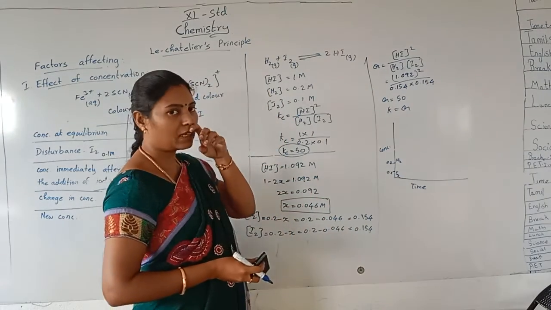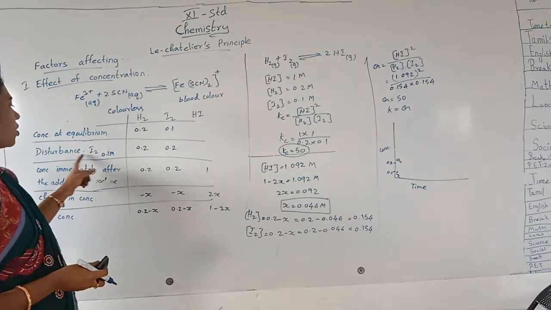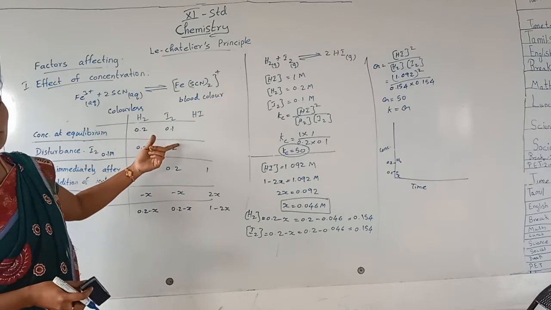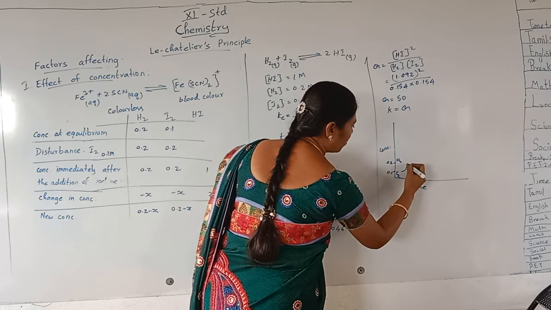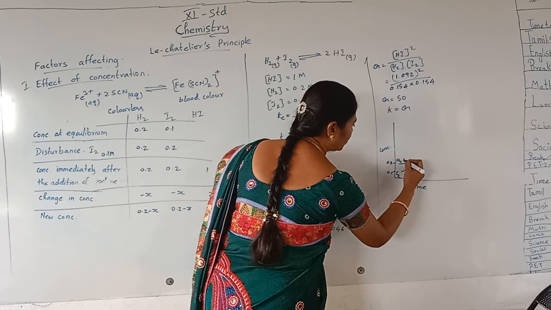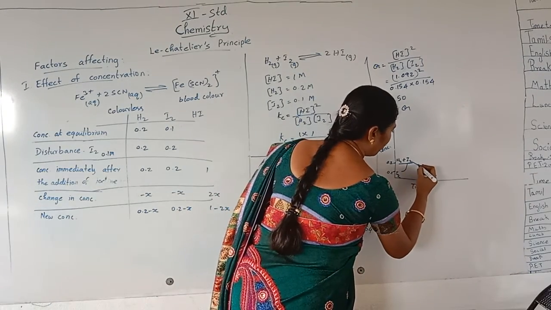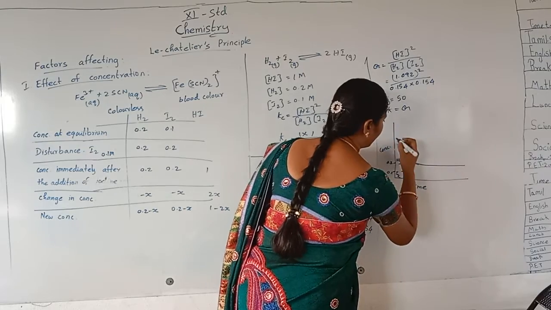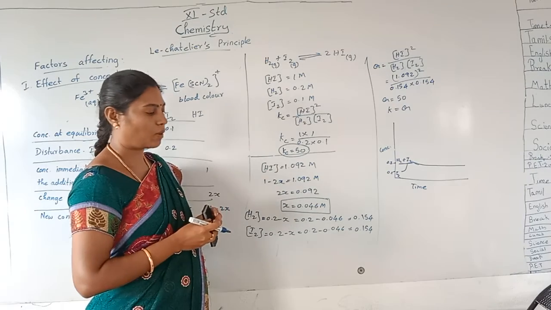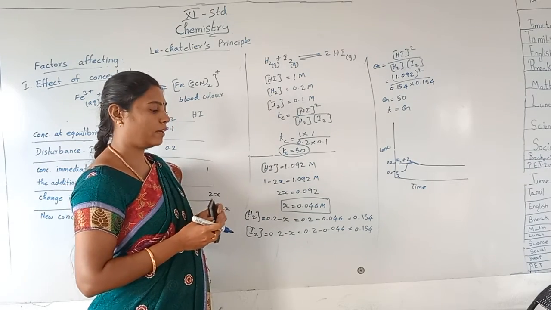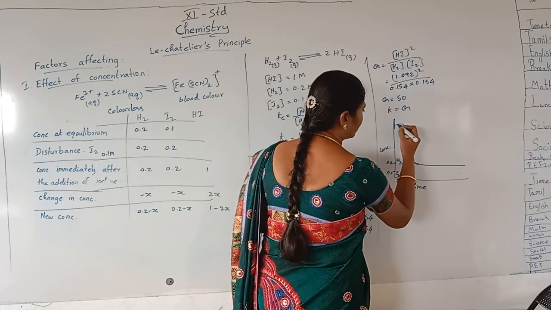Next, we disturb the concentration. Disturbing the concentration of iodine, plus 0.1. So H2 plus I2, iodine. In this reaction, the product, hydrogen iodide, is formed in this equilibrium reaction.